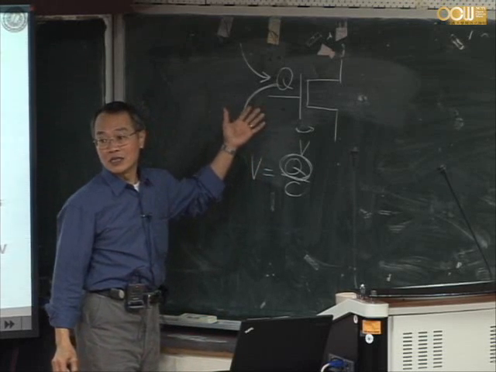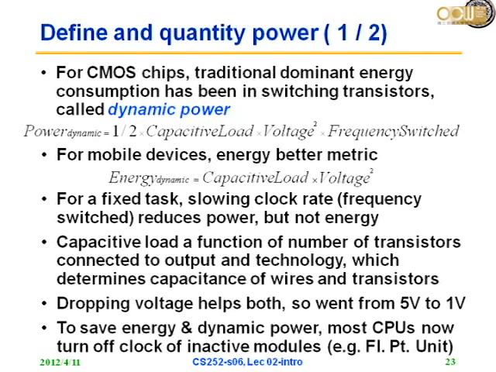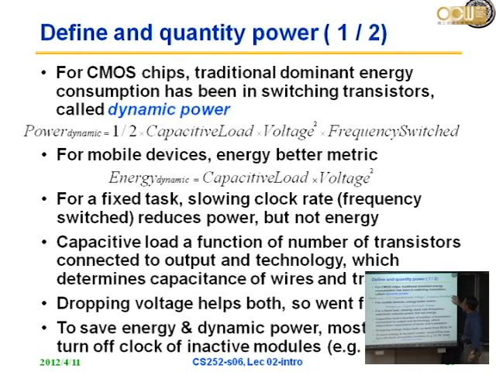power gets consumed, energy gets consumed. So you want to charge it up and discharge it, and you want to do this several times in a time unit, then we call that dynamic power. It occurs dynamically. It occurs all the time. So the dynamic power can be represented by this equation: 1/2 times capacitive load times voltage squared times frequency switched.